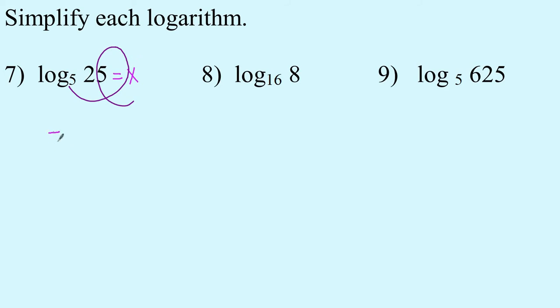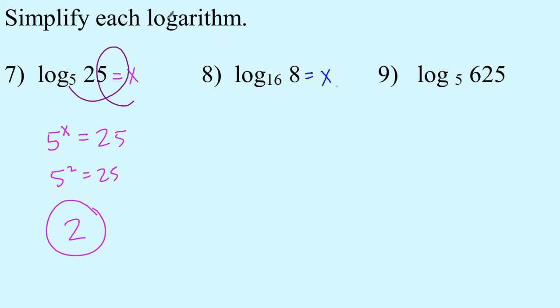So we do that, we get 5 to the x power equals 25. Well, that's easy to see. 5 squared is 25, so our answer is 2. All right, let's try another one. So this one, we'll let it equal x. We do our loop-de-loop. And we get 16 to what power equals 8?